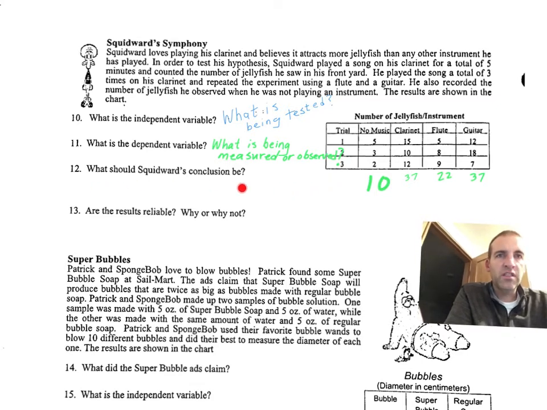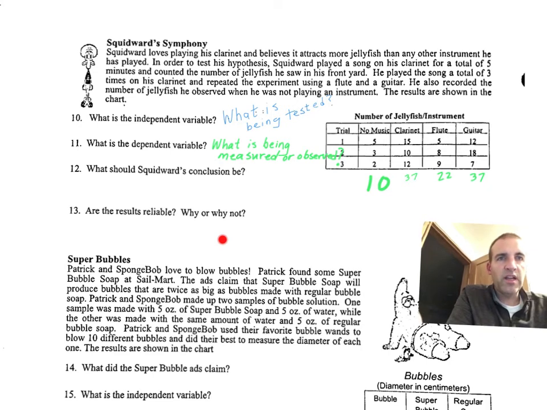What should his conclusion be? Well, he had stated earlier in his hypothesis that the clarinet will attract more jellyfish than any other instrument he has played. Well, we can see from our data here that the clarinet did tie with the guitar for the most jellyfish attracted. However, it was not the clear winner. And so you need to state that. His conclusion should be that the clarinet was more effective than no music and the flute, but it was equally effective as the guitar.